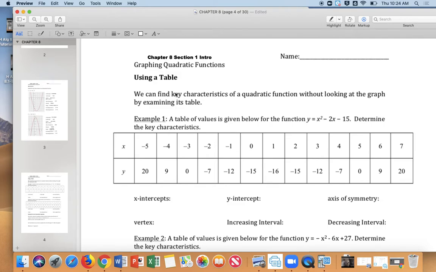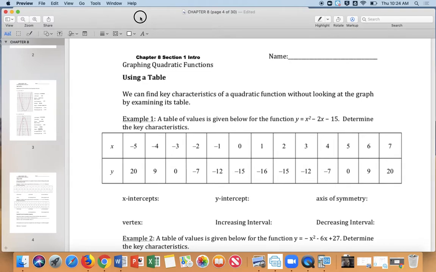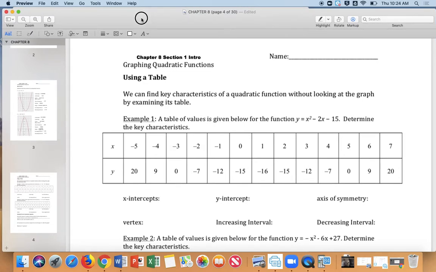All right, so this is the second part of Chapter 8, Section 1, Intro. We're going to be talking about using tables and how we can find key characteristics of the quadratic using the table. So here we go. We have a table of values given below for the function y equals x squared minus 2x minus 5. Determine the key characteristics.